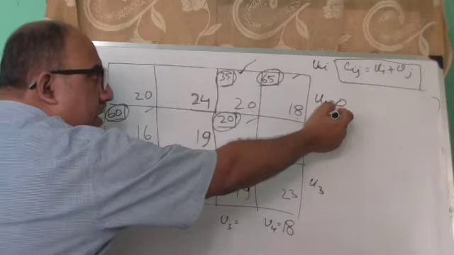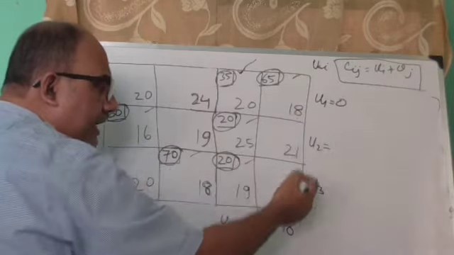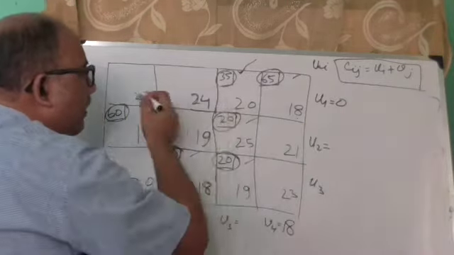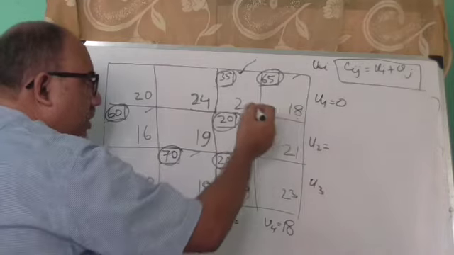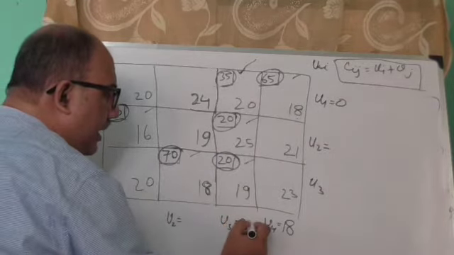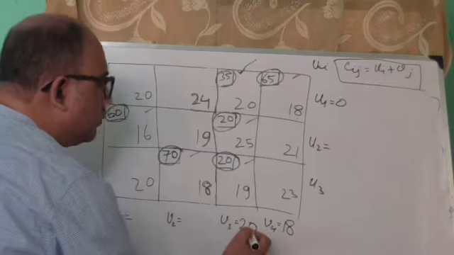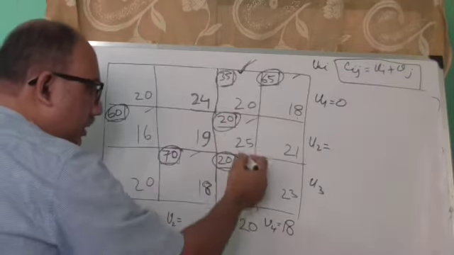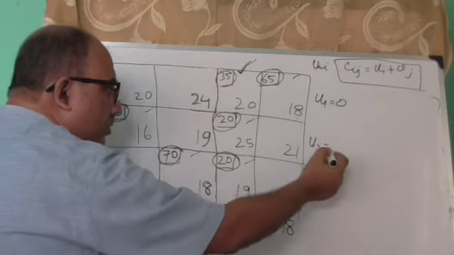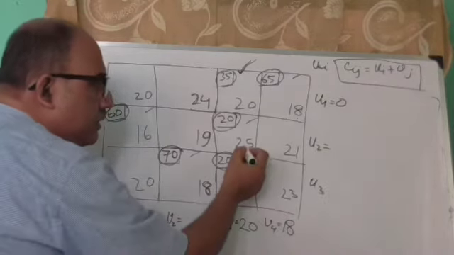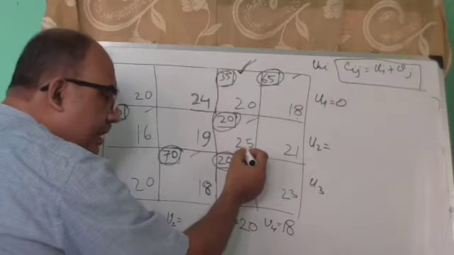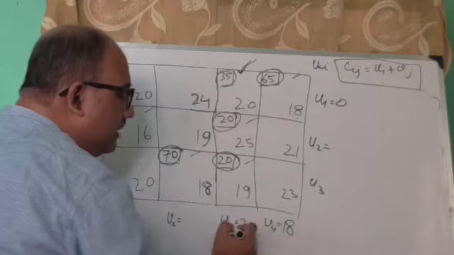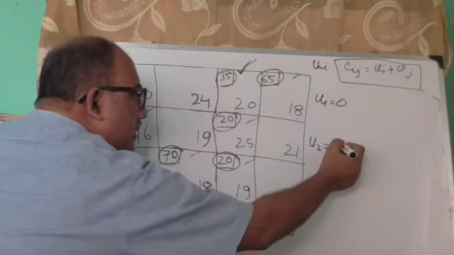So U1 was 0, C14 was 18, that means that gives you V4 as 18. And similarly, another one, this is 0, this is 20, this gives you 20. So if this is 20 and I have already used up this, using this 2, I'll get this value. So U2 plus V3 gives you C23. So C23 is 25, V3 is 20, that gives you U2 is 5.